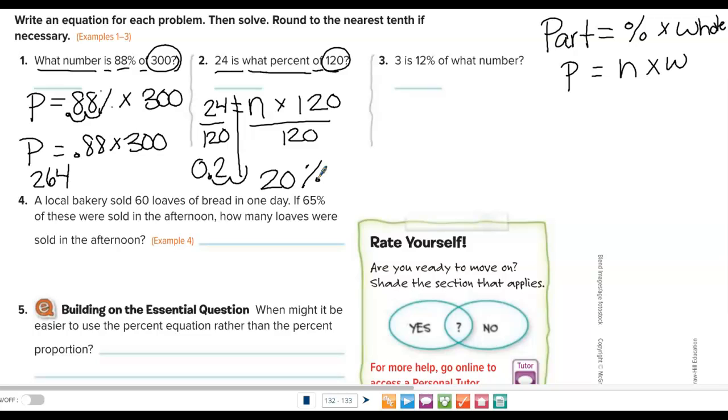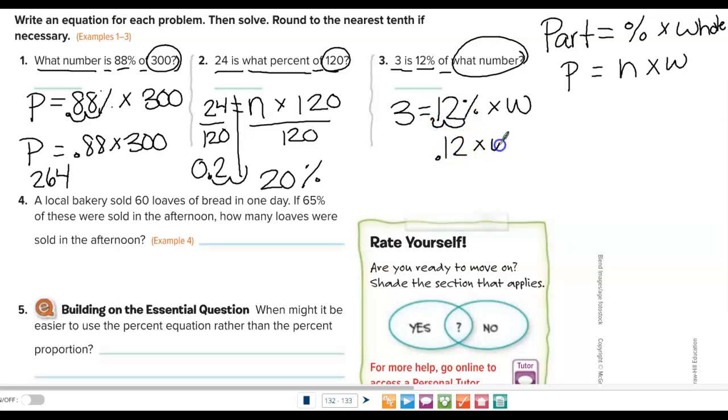On number 3, we have 3 is the equal sign, 12%, of means to multiply, and we are missing the whole. We need to first get our percent to a decimal, so we move it 2 places to the left, 1, 2. We get 12 hundredths times W, still equals 3.